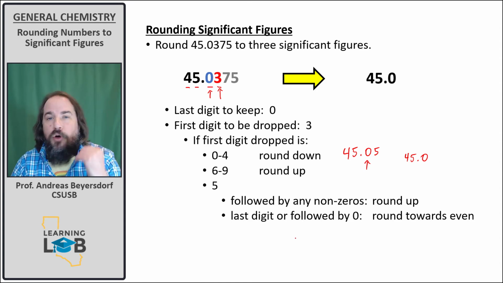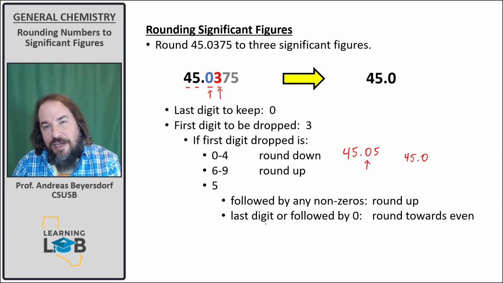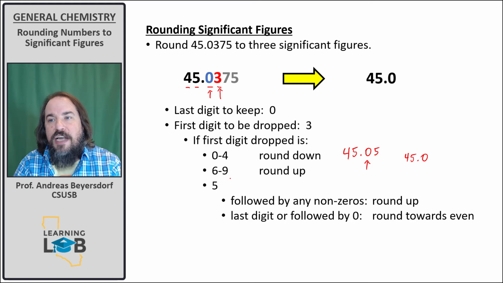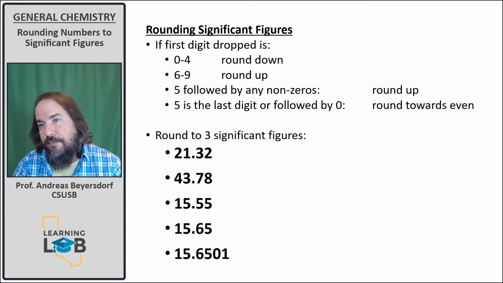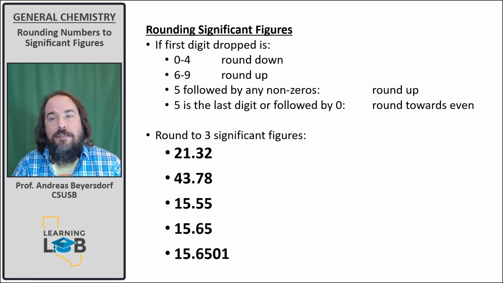Now, some people don't follow this rule. In some classes, they may just say 5 to 9, you round up. And if your instructor says that, that's fine. But this is a little more exact way to do rounding. All right, so let's look at some examples.